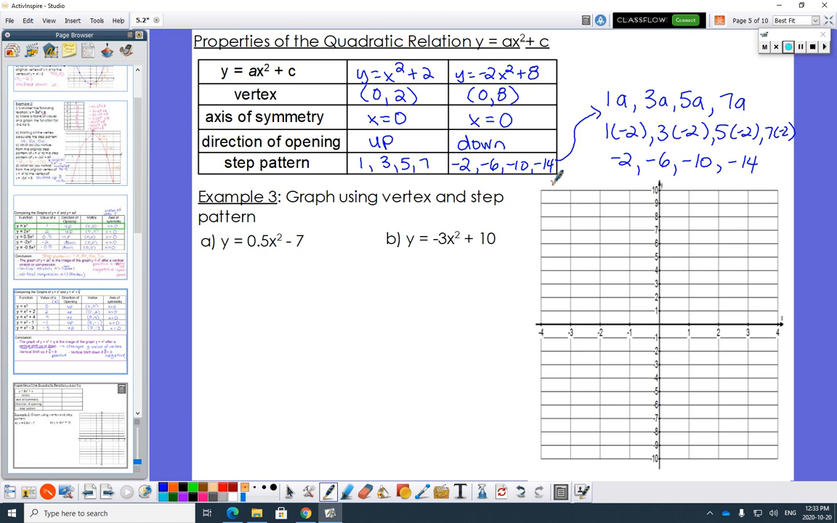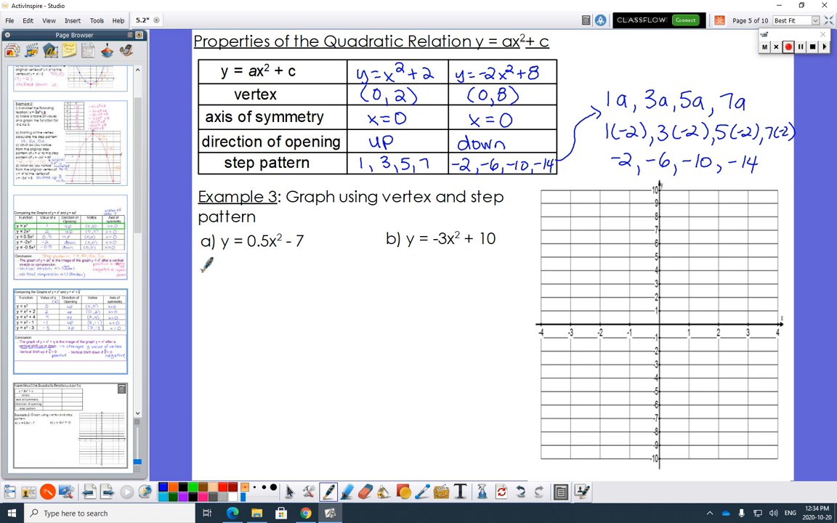So you have to now look at this equation, figure out what the vertex and the step pattern are, and that's enough to draw the parabola, okay? In this case, we're going to draw it on the same grid. It's not always going to be like that, but to save paper, we'll do that, okay? It doesn't matter what you figure out first.